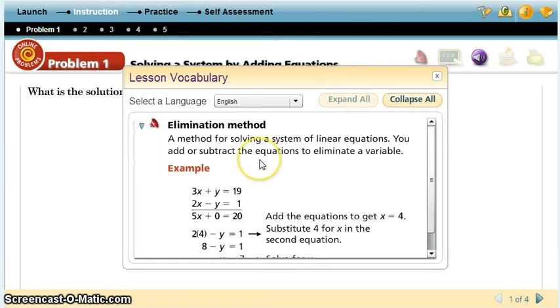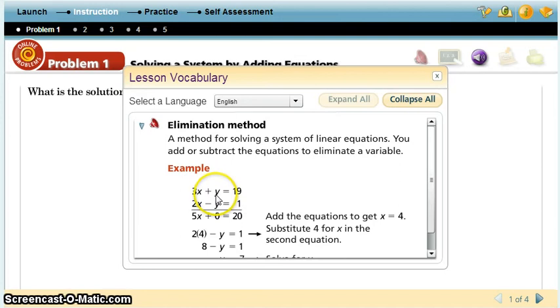So when we talk about the elimination method, this is the definition that we have. A method for solving a system of linear equations by adding or subtracting the equations to eliminate a variable. Eliminate means we just completely get rid of that variable. We will need that variable later, but to initially start a problem, for example, this one here, I have x's and y's, and it's very difficult to get an answer when you have two variables. So if you eliminate one of them, then it makes it a lot easier to solve it.